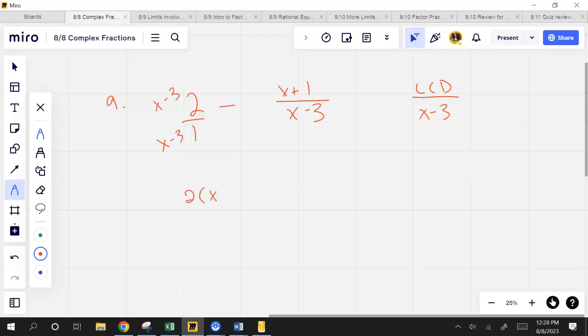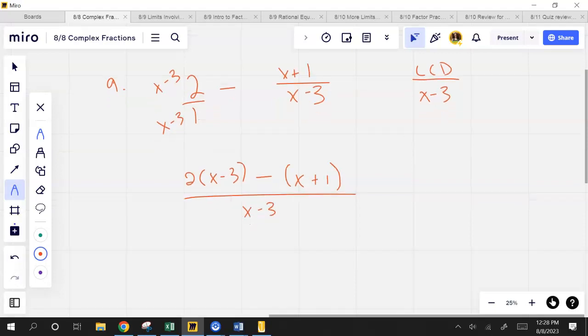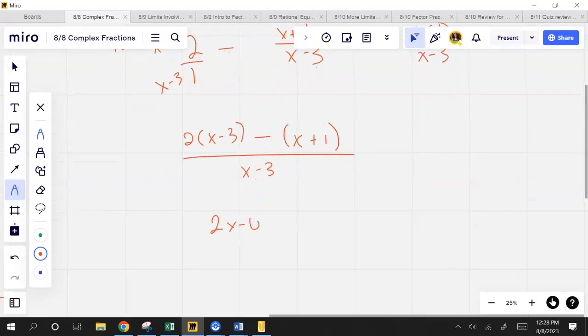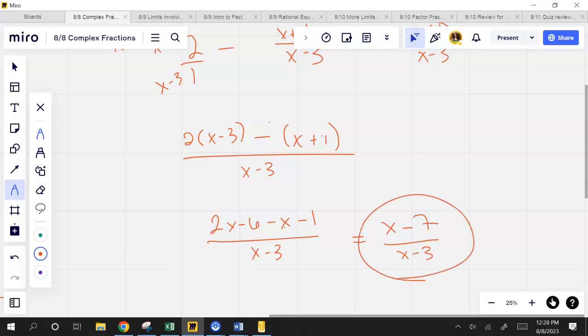So I have 2 times x minus 3 minus, and again, this is another one where I'm subtracting everything in that second numerator, so I have to be very careful with that negative sign. I'm going to have 2x minus 6 minus x minus 1, because I distributed that through, which would be 2x minus x is x, negative 6 minus 1 is negative 7 over x minus 3. I gotcha.